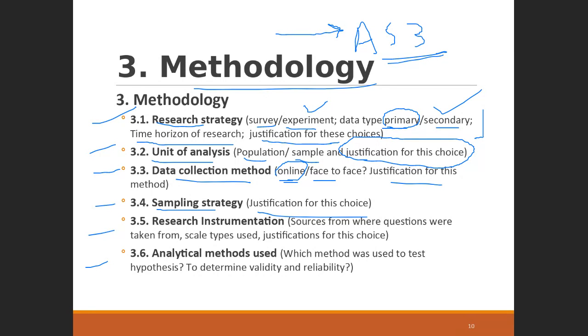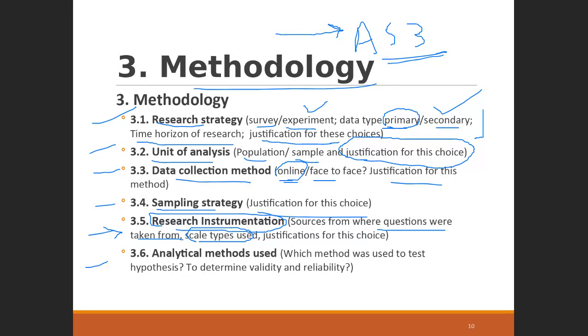Research instrumentation, a very important part. So the sources from where questions were taken, you need to discuss this categorically. You need to mention those sources. What were the scales used? This is a very important thing, because you now realize that the scale type has a direct impact on the kind of statistical test you will run. Because if your IV is not being measured on an interval scale, we cannot use regression analysis. We need to use any other statistical test like ANOVA or t-test.